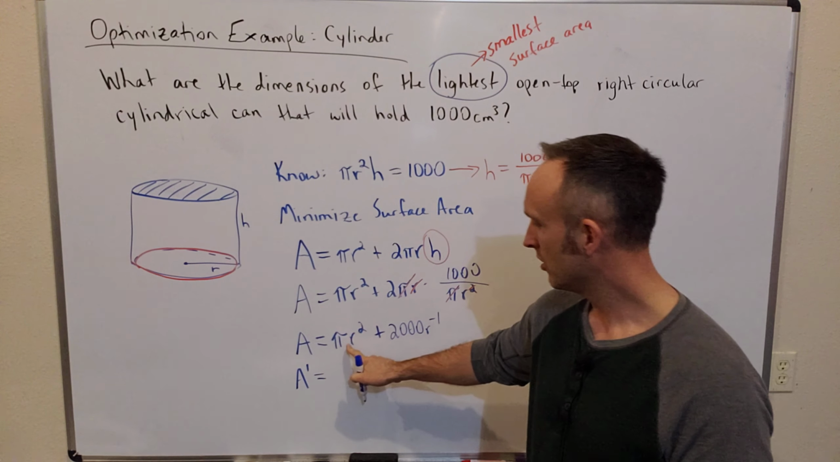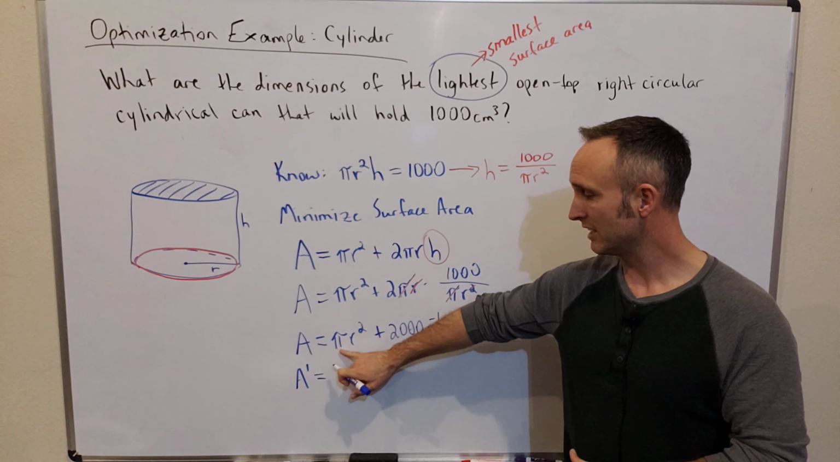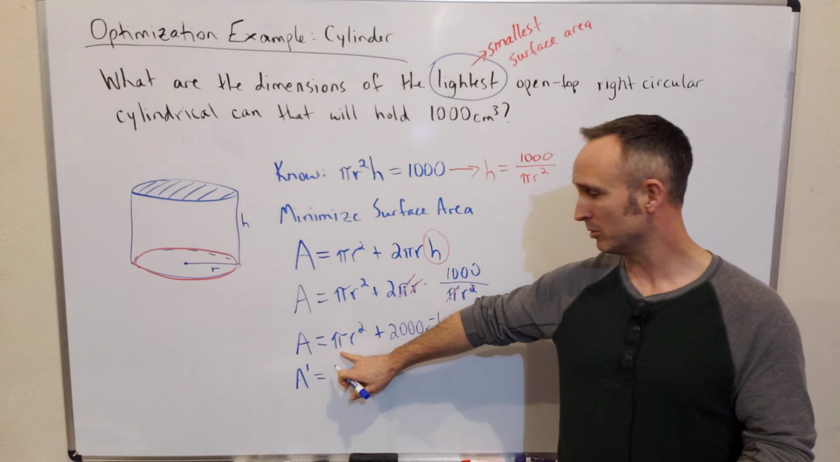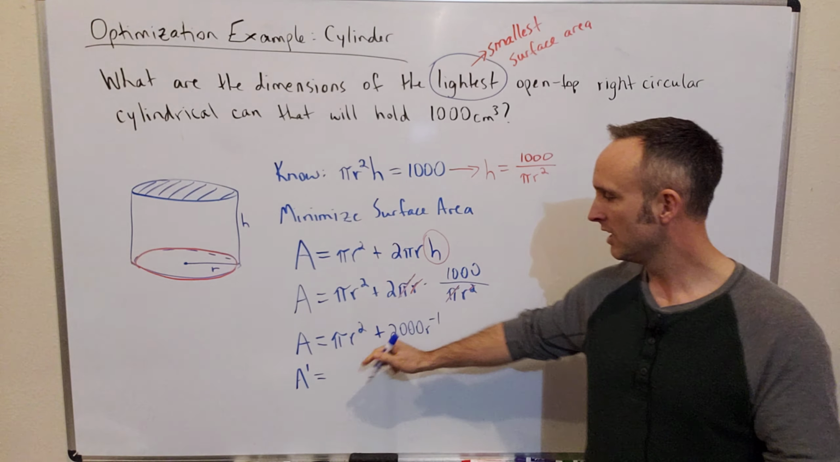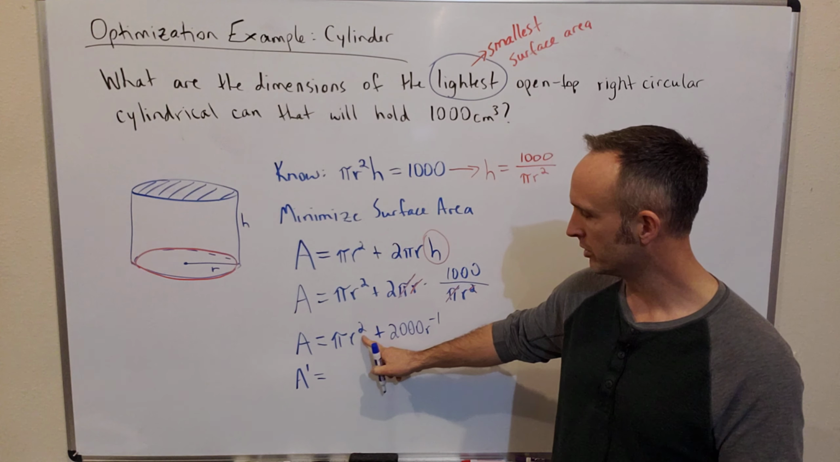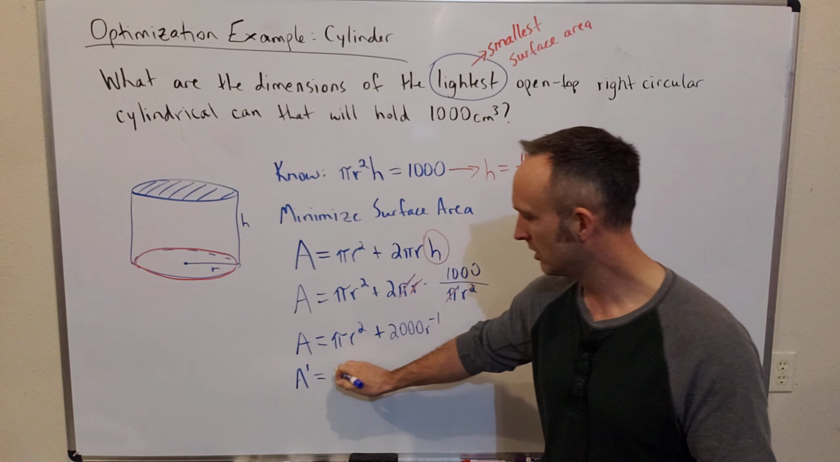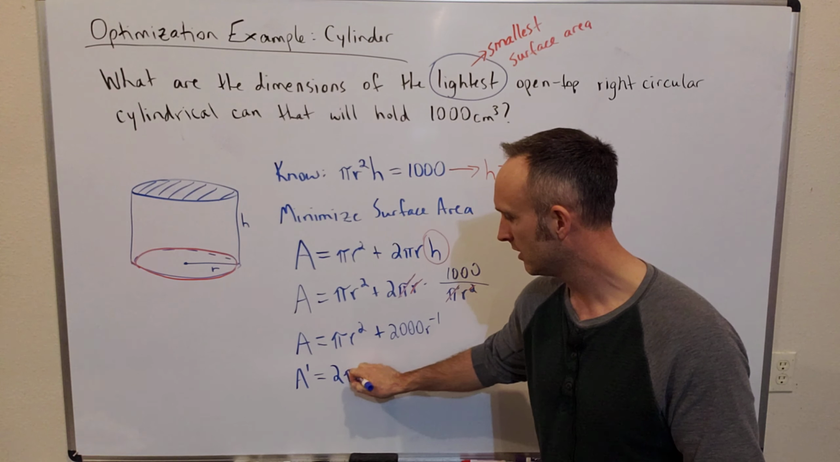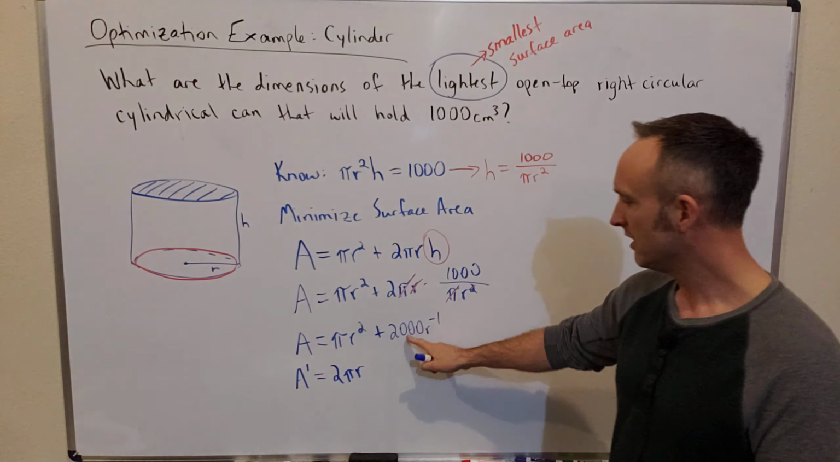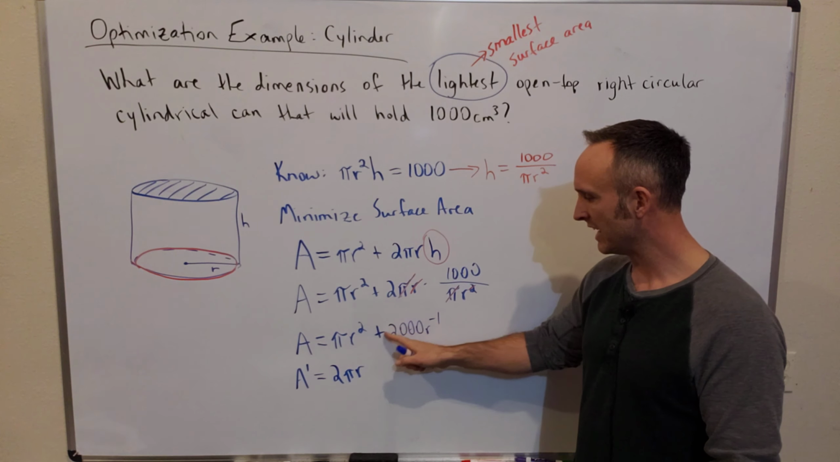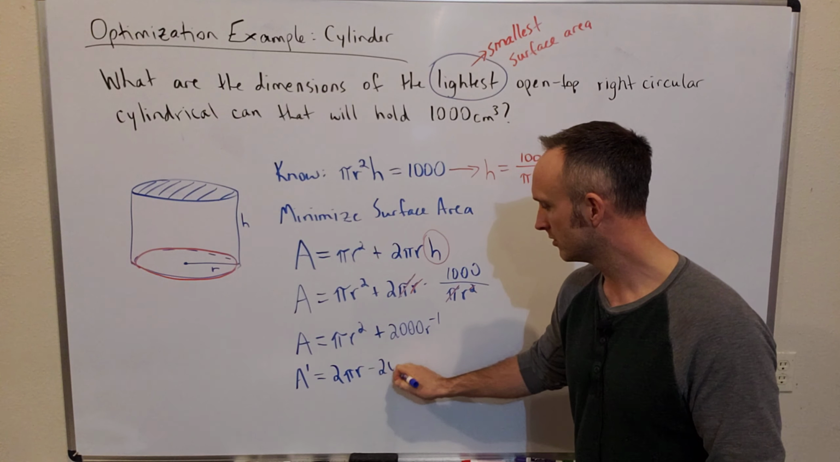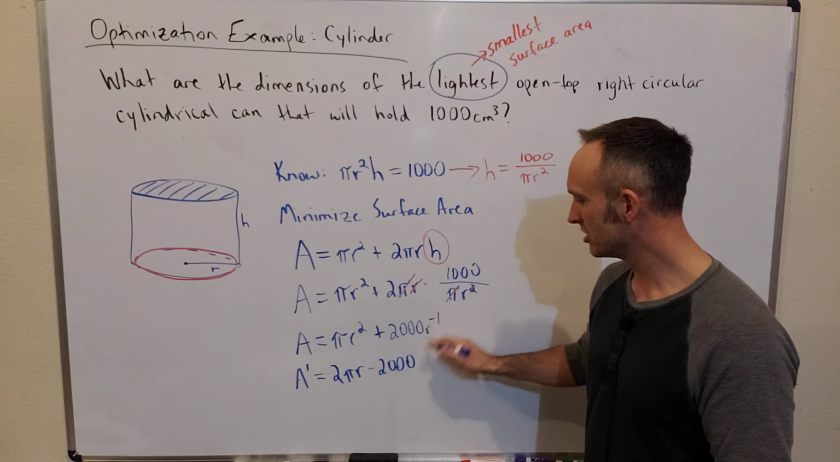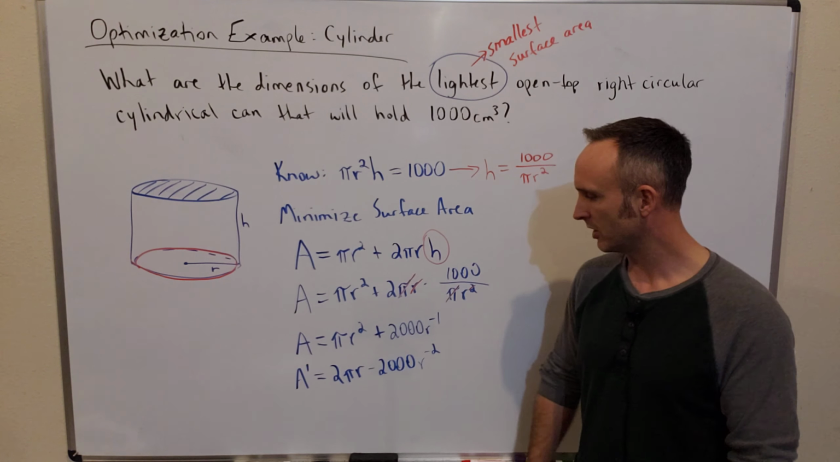A prime equals. Now, one thing to remember is that pi is a coefficient here. It is not a variable, so we don't have to use the product rule. So I'm just going to ignore my pi and do the derivative of r squared, which is 2r. So this just turns into 2 pi r. The derivative over here turns into negative 2,000 r to the negative second. Okay?